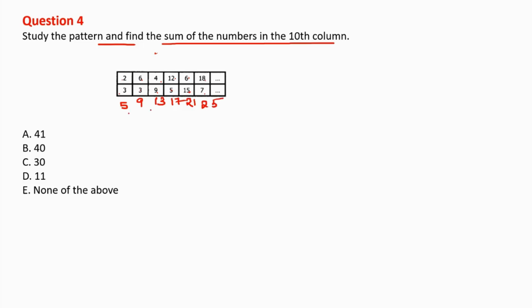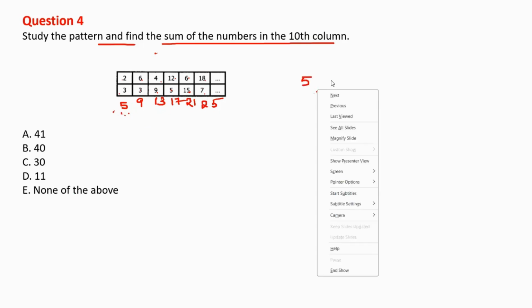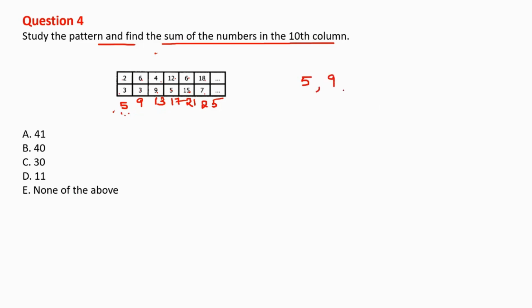Can we derive a pattern? Yes. The sum of any two consecutive columns differs by 4. See, 5 plus 4, 9. Again, plus 4 should be 13. That's the sum of the third one. Plus 4 should be 17. That's the sum of the next. And so on. So if we just try to arrange it, first, second column, third column, fourth column is 17, fifth, sixth, 7th, 8th, 9th, and 10th. We need this till the 10th column.